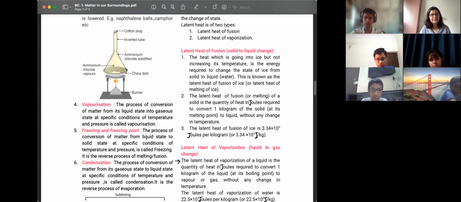Are the concepts clear? Any questions, any doubts you guys have? No, ma'am. No questions. Okay. We're almost at the end of the chapter. It's just two more small concepts. We talk about pressure, effect of pressure, and the difference between evaporation and boiling.